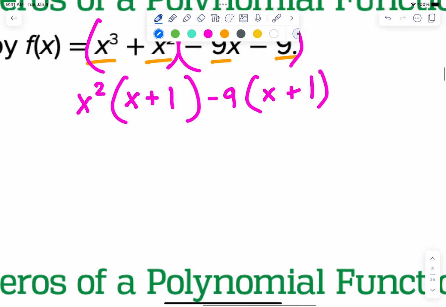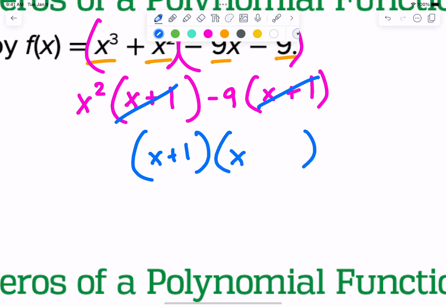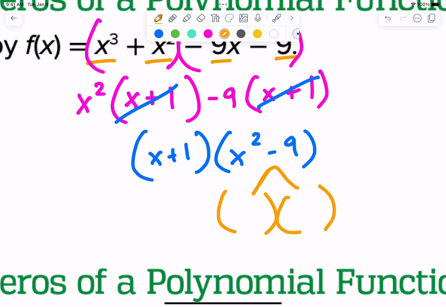Now my 2 bubbles, x plus 1 is what they have in common. If I take that out, I have x squared minus 9 left over, except we're not done factoring, because that's a difference. This is the difference of squares. What's x squared minus 9? X plus 3, x minus 3. It doesn't matter which order you go in.